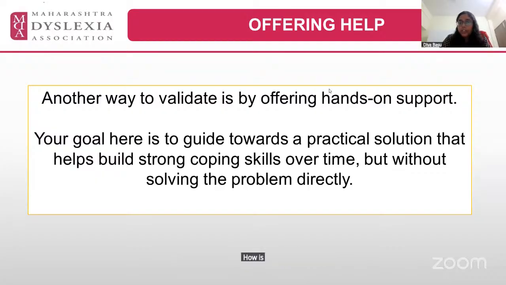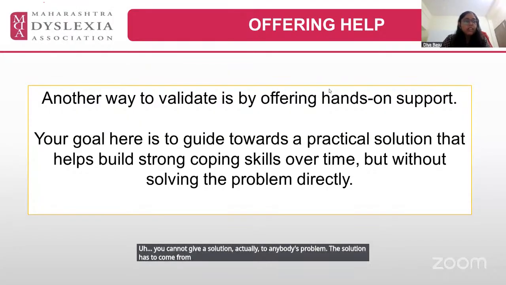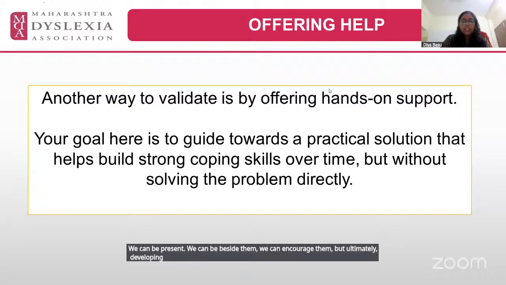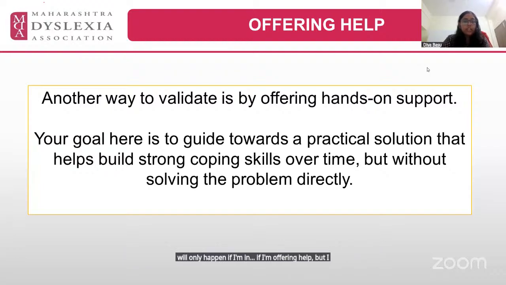Okay, so offering help might make them feel low. How is that? Instead of giving away a solution, you cannot actually give a solution to anybody's problem. The solution has to come from that person. We really cannot solve other people's problems, however hard we try. Sorry, it doesn't work like that. We can offer help, we can guide them indirectly, not directly. We can be present, we can be beside them, we can encourage them, but developing problem solving skills will only happen if I'm offering help but not directly solving it for you.